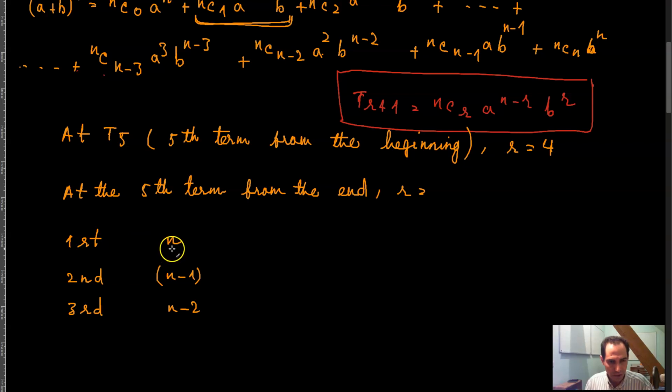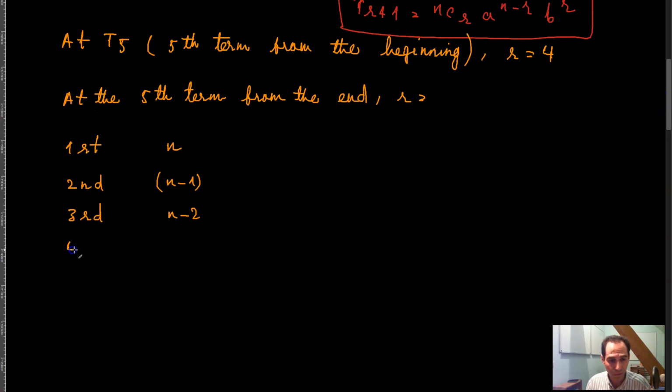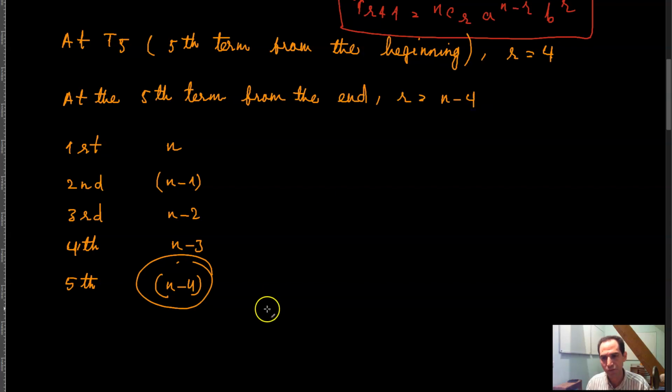Which means that at the fifth term, basically the fourth term from the end, the value of r is going to be equal to n minus 3. The fifth term from the end, the value of r is going to be equal to n minus 4, right? So r is going to be equal to n minus 4. So that's very simple. Now you can of course find some relationship between these numbers and the number that you have over here.